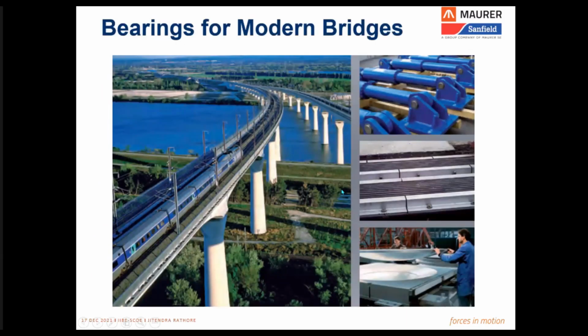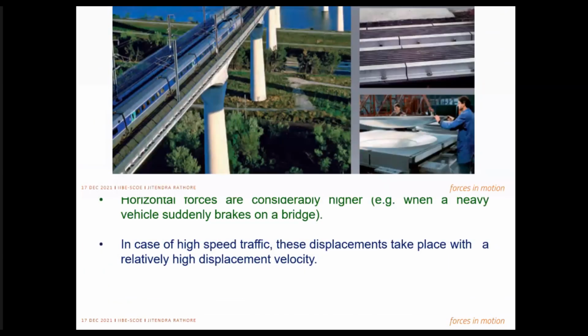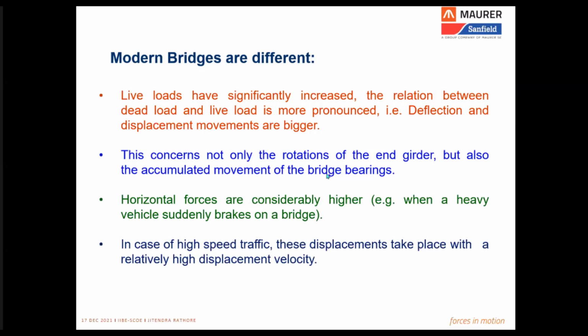Now coming on to the bearings for modern bridges. So we have discussed so far the conventional bearings, then elastomeric, disc also we have understood, and pot bearings. Now what are the bearings for modern bridges and why at all they are required? They are required because if we talk about modern bridges, the requirement has increased a lot, or you can say the demand from a bearing system has increased a lot.